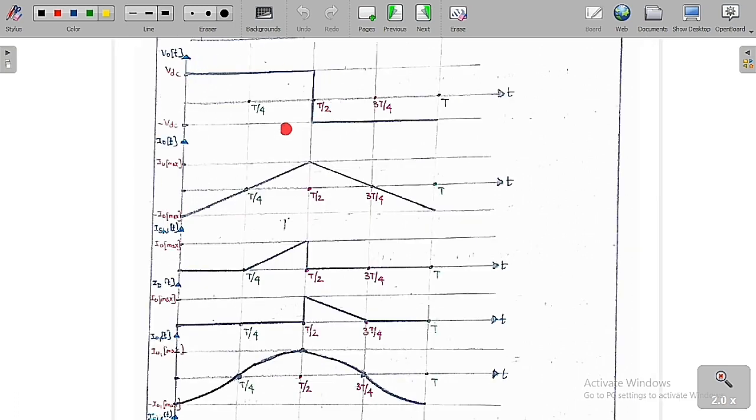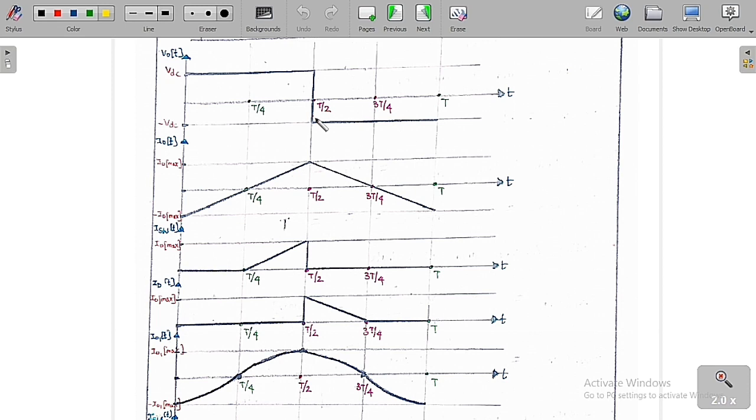As I've already told you, from 0 to T by 2, the output voltage will always be equal to the supply voltage, which is VDC. Whereas from T by 2 to T, the output voltage will be minus VDC. So irrespective of the load, this is the output voltage we are going to get.